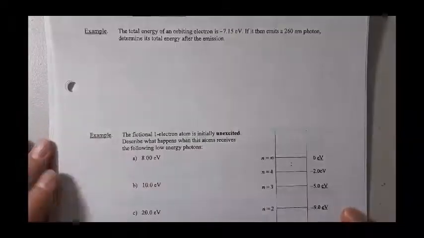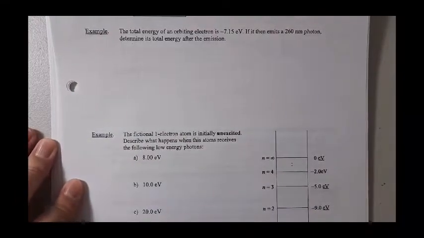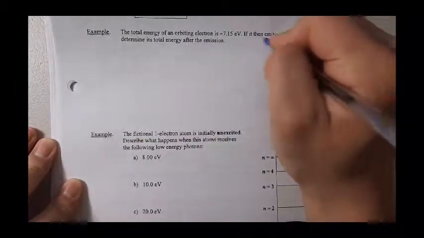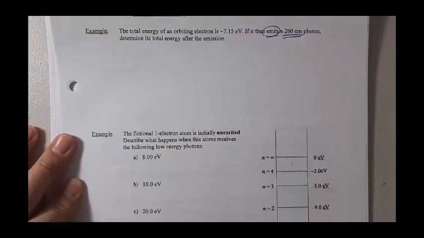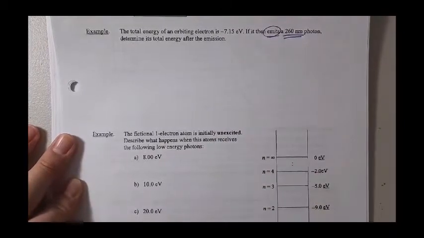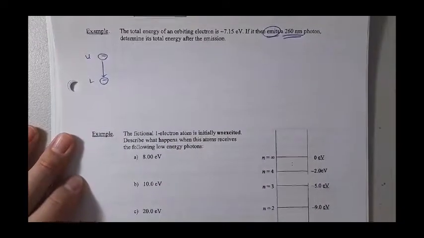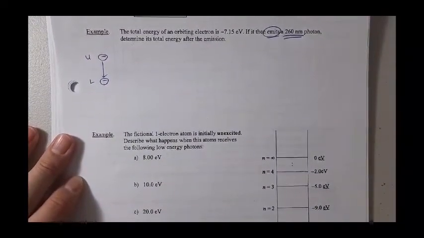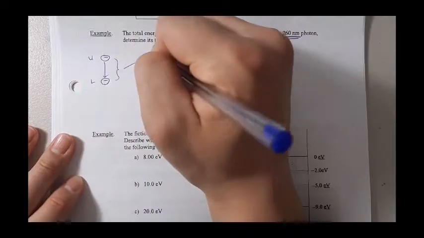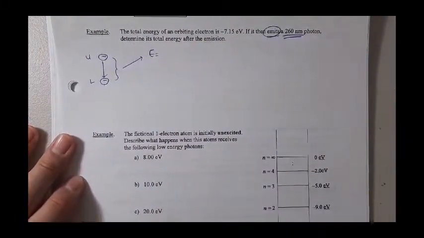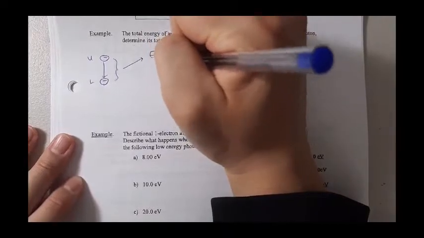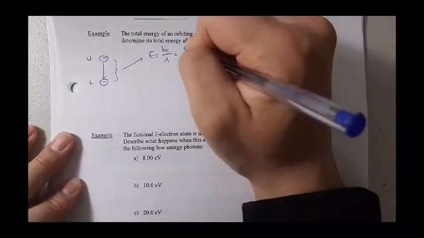So let's do the situation. The total energy of an orbiting electron is negative 7.15 electronvolts. If it then emits that much of a photon, determine the total energy after emission. First thing first, we know that in order to emit, the electron is going from upper level to lower level. Have that in your mind first. Now, the energy involved throughout this process is, well, it's emitting EMR, right? So hf, which in this case is hc over lambda.